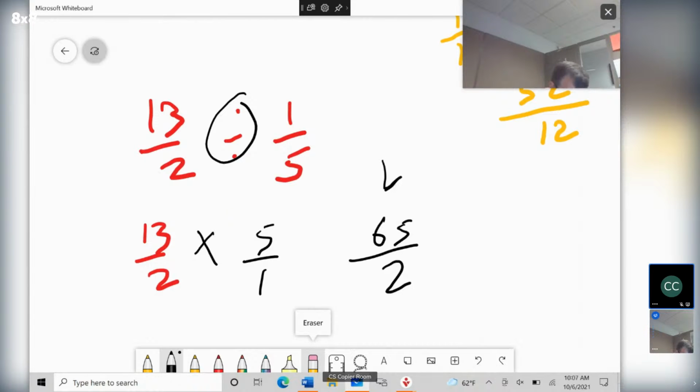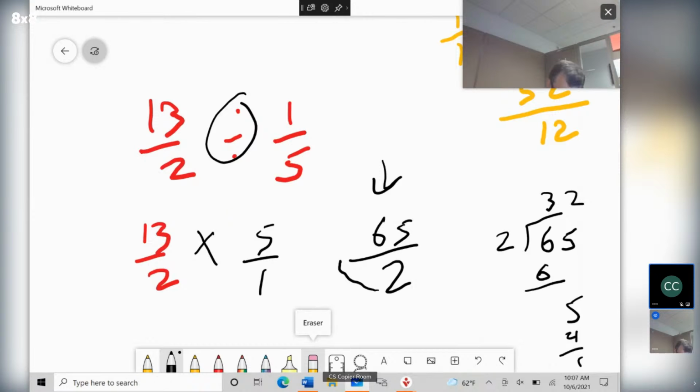Once again, we have the improper fraction here, so we've got to divide the bottom number into the top number. So 2 into 65. 2 goes into 6 3 times. Bring the 5 down. 2 goes into 5 2 times, and there's 1 left over. So it's 32 and 1/2.